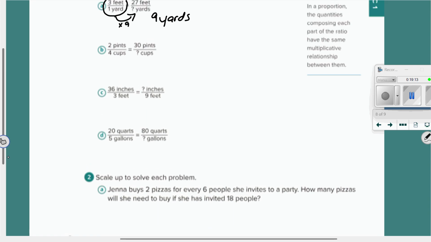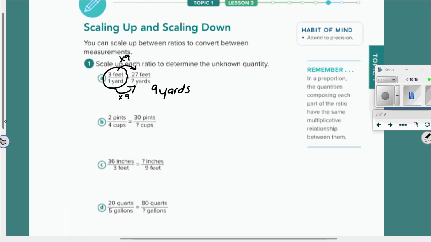So you are finishing B, C, and D, and then you are finishing number 2. Any questions?